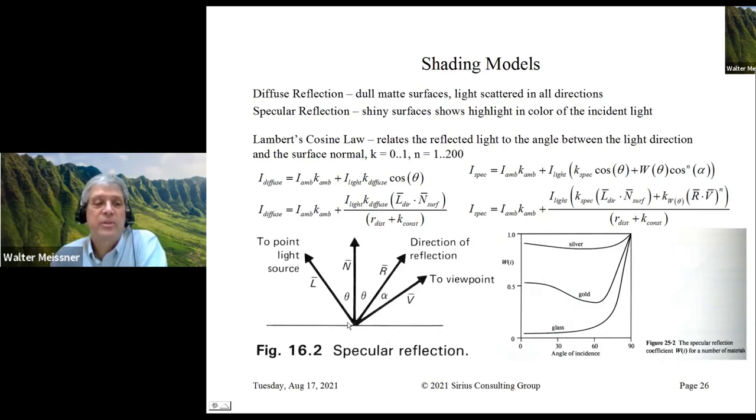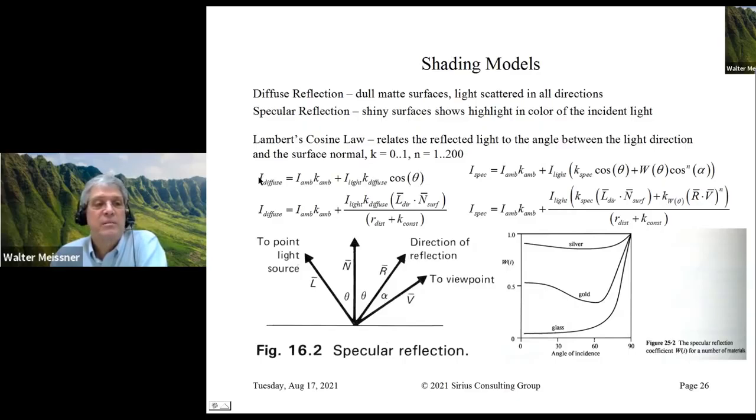If light bounces in, it'll reflect off at a complementary angle, angle theta from the normal in the other direction. So that's the direction of reflection. And if there's a viewer at vector V, there's some angle alpha between the viewer and the direction of reflection.